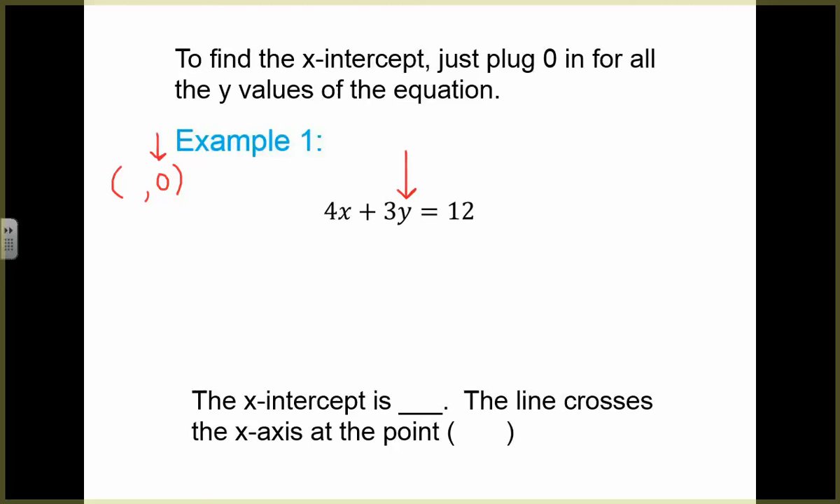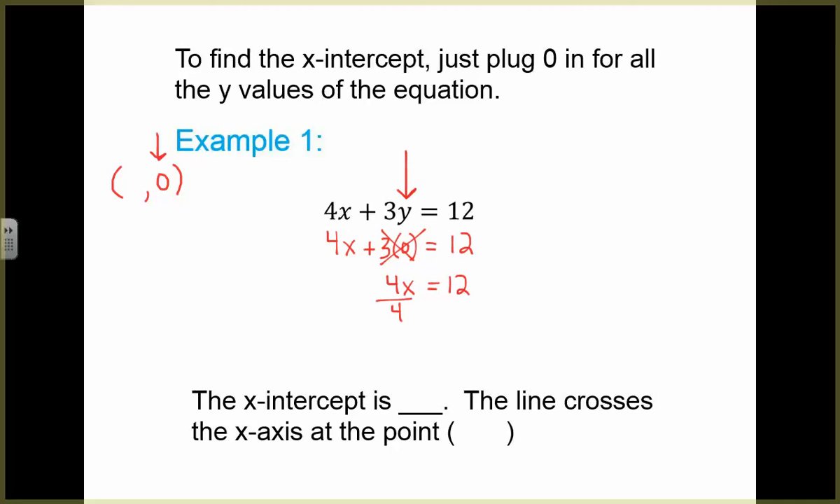All right, so we're going to plug in 0 for y. That's going to look like this: 4x plus 3 times 0 equals 12. Nice thing about this is, what is 3 times 0? Well, anything times 0 is 0. So 3 times 0 is 0. That cancels itself out, and we're just left with 4x equals 12.